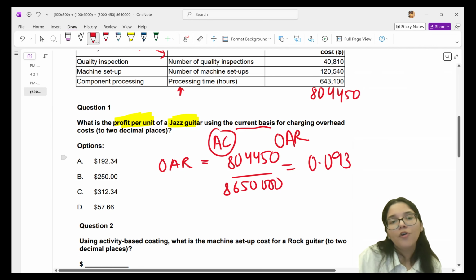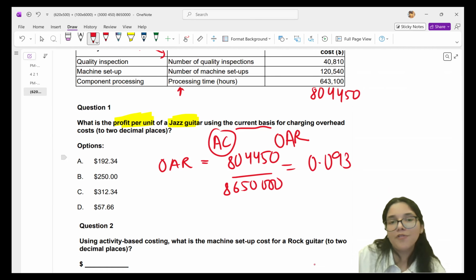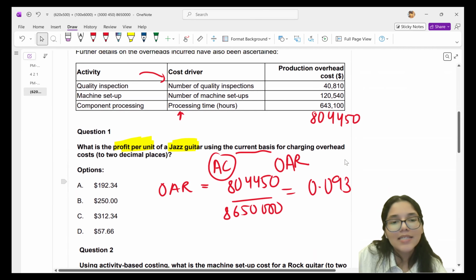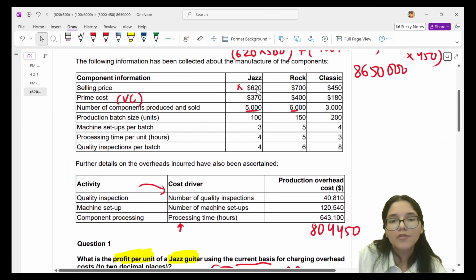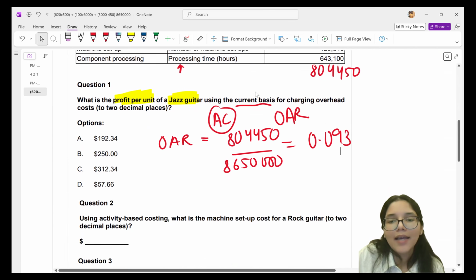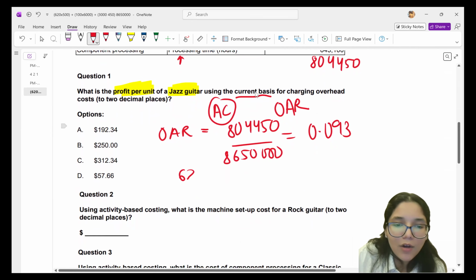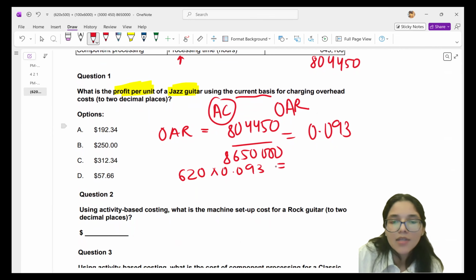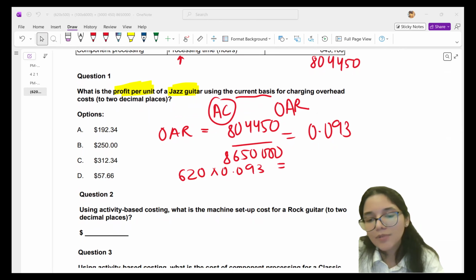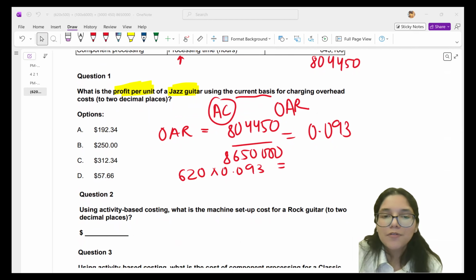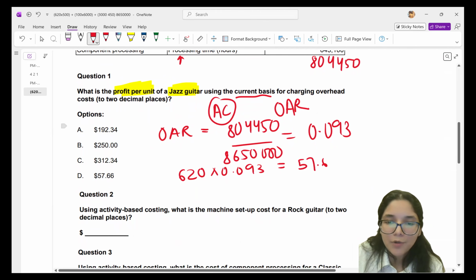Now I need to know for the jazz how much the profit is going to be. So let me see how much revenue I am getting per unit of jazz. For per unit of jazz, I'm getting 620. That means for $620, how many overheads am I going to charge? 620 times 0.093. If I do this calculation, that gives me 57.66.